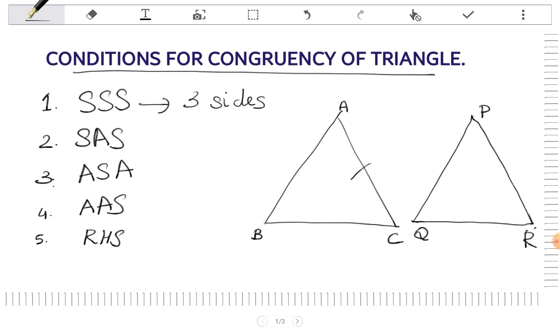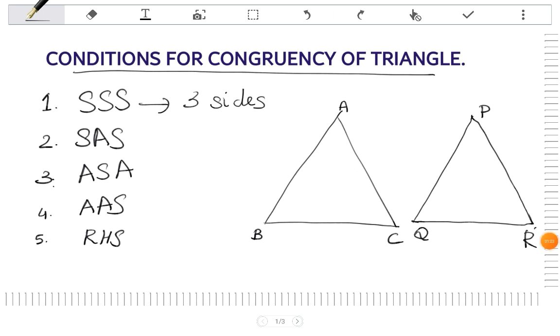Here AC and QR are equal, AB and PR are equal, and BC and PQ are equal. So in both the triangles, all the sides are equal. So we can say these triangles are congruent by the SSS condition.